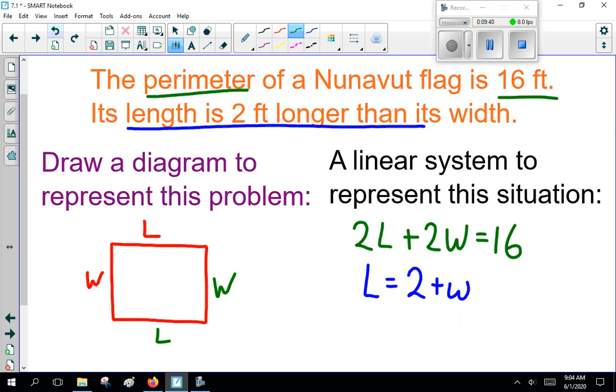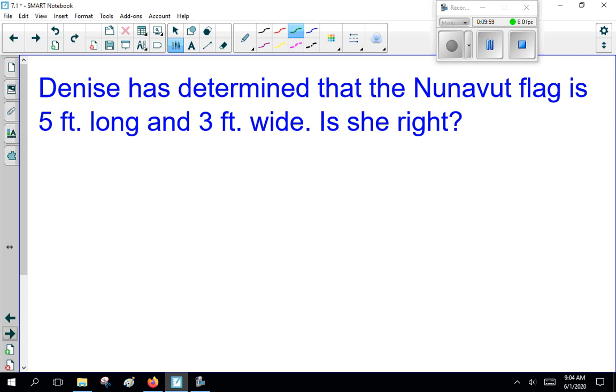L equals 2 plus W. It's 2 feet longer than its width. Longer or more than, just like it's written in the sentence. Okay, now, here's our two equations. That's the big part of this lesson. The smaller part of the lesson is checking the answers. Denise has determined the Nunavut flag is 5 feet long and 3 feet wide. Is she right? I don't know. L equals 5, W equals 3. Check these answers.